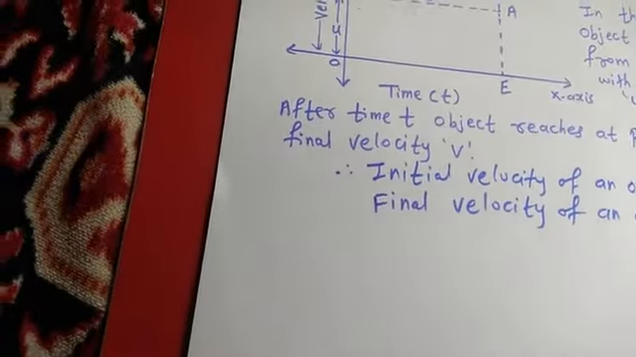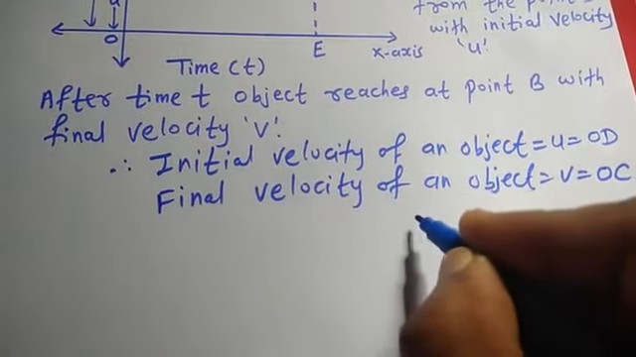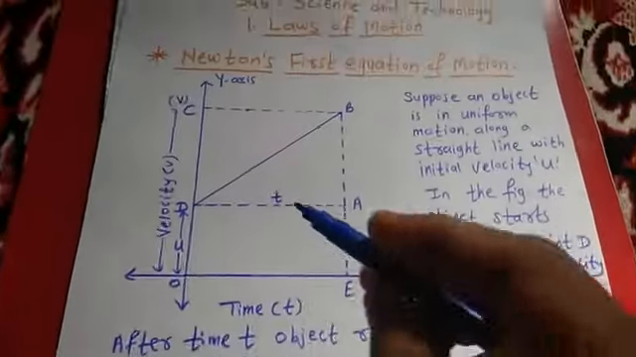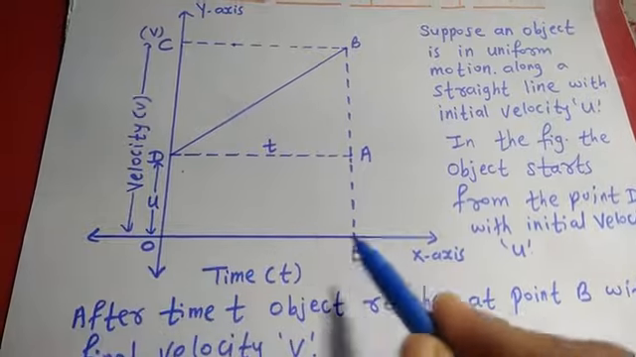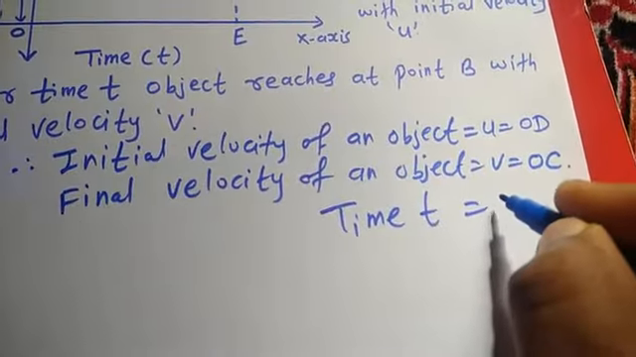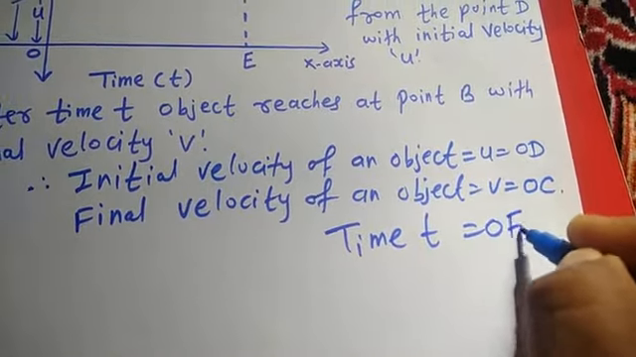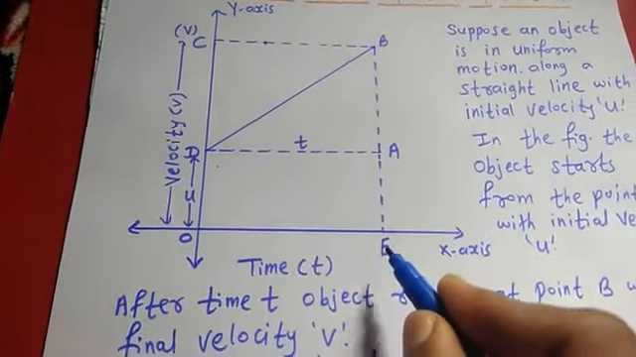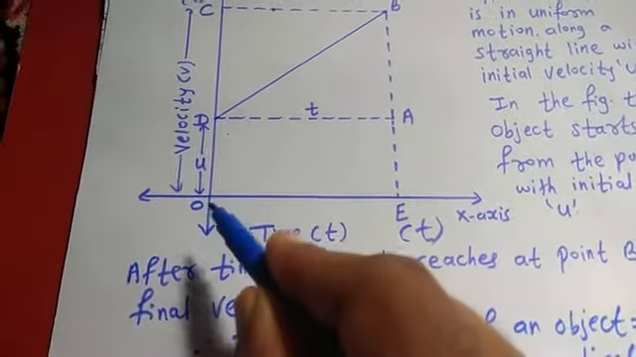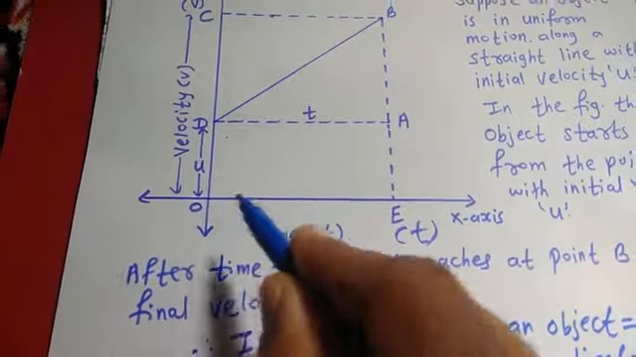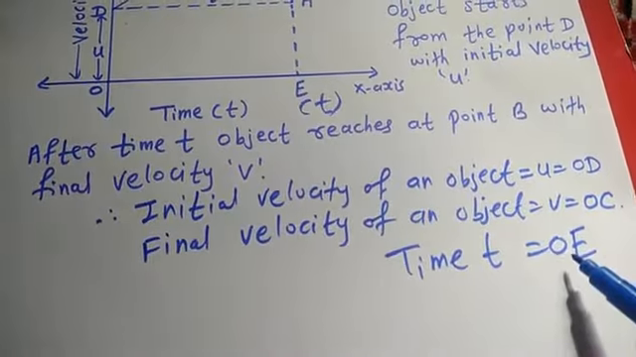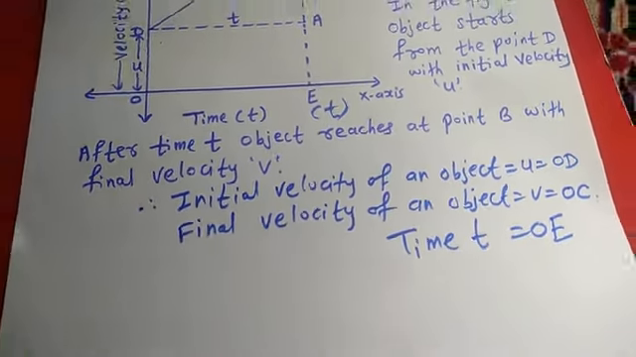Now, time factor. Time t is equal to this distance OE. OE distance is equal to t, time. The coordinate of point E is t, small t. And the coordinate of point O is 0. So this distance OE will be t minus 0, which is equal to t. Therefore, OE is equal to t.